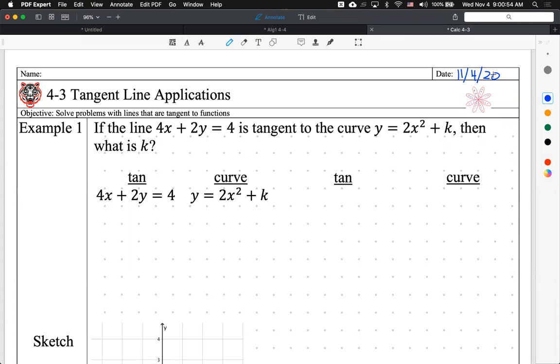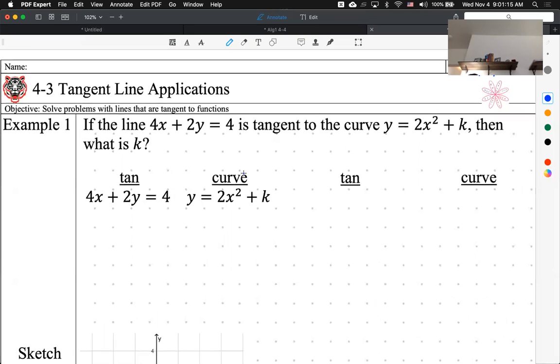All right, the objective today is to solve problems with lines that are tangent to functions. There it is. And man, I can't tell you how often these problems come up over and over again in different forms. So definitely a lot of points on the AP test here.